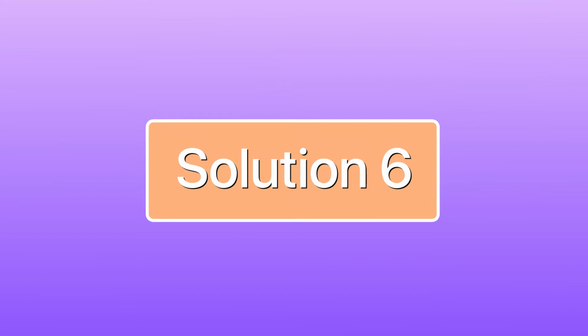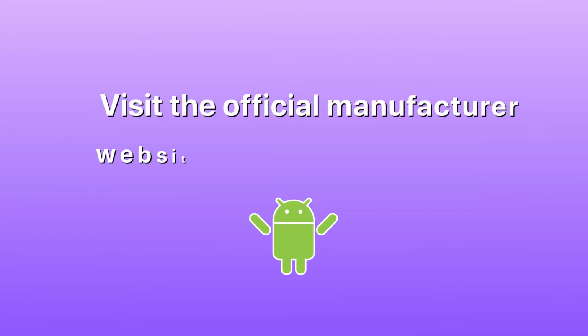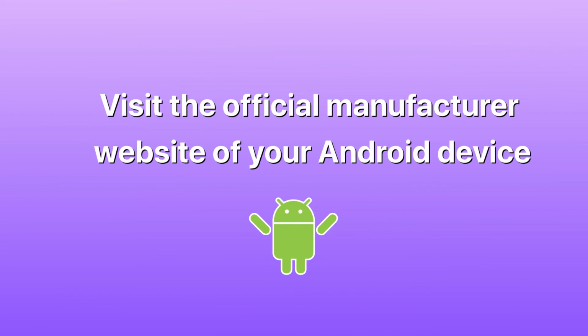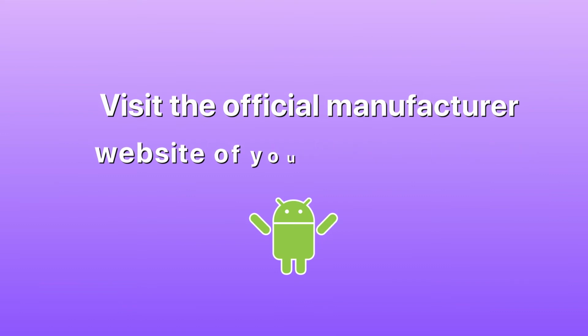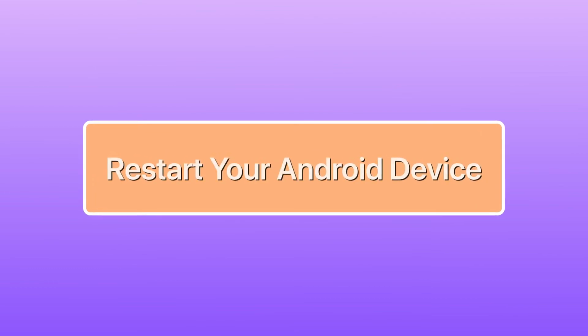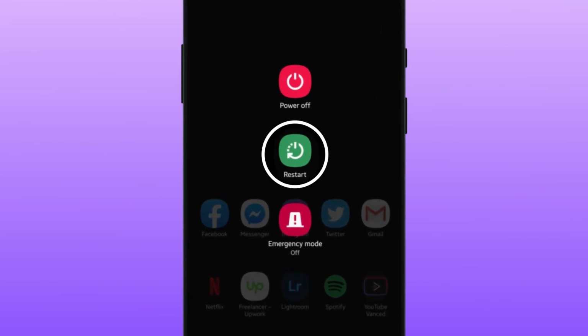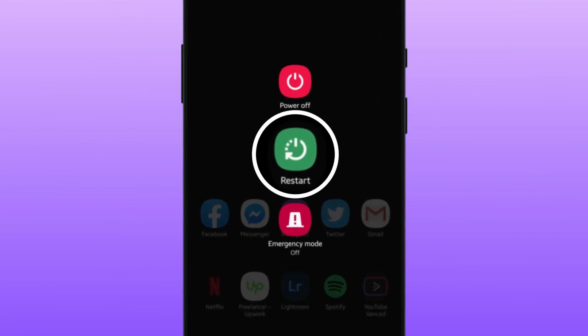Solution 6. Wipe cache partition. You can visit the official manufacturer website of your Android device for the key combination to press for booting your Android to recovery mode. Solution 7. Restart your Android device. Restarting the device will release the memory, free up space, and end the processes. Your data will not be affected.